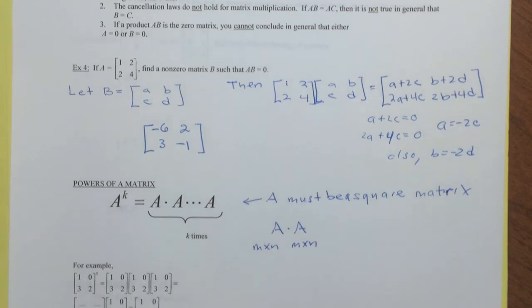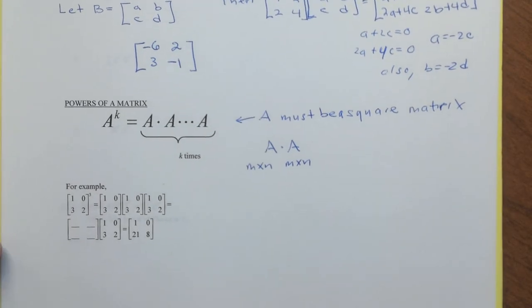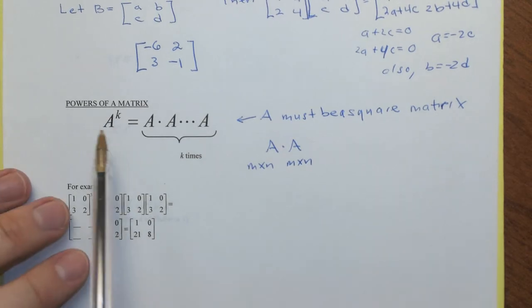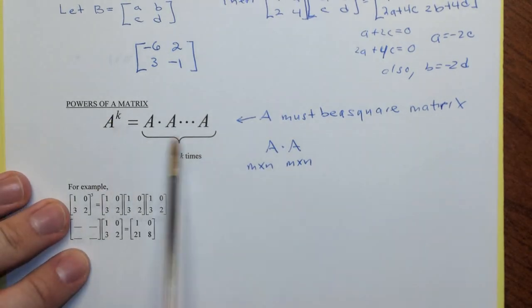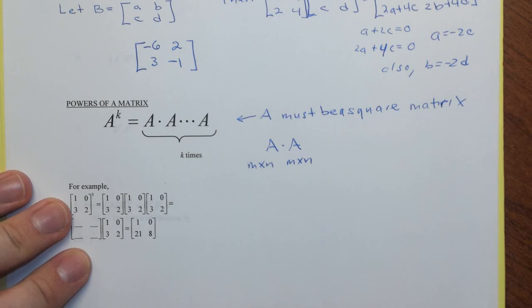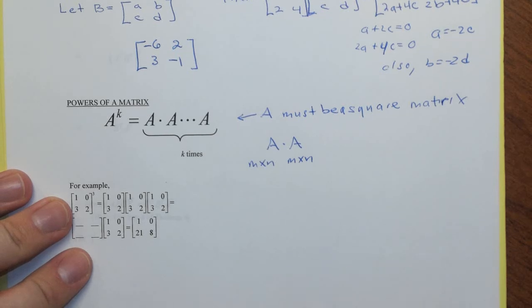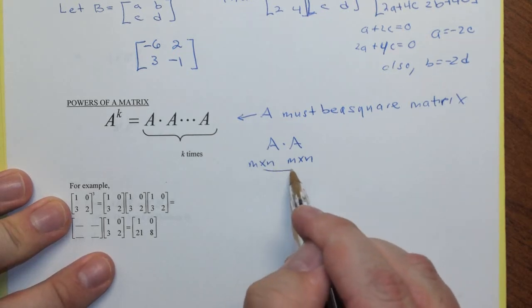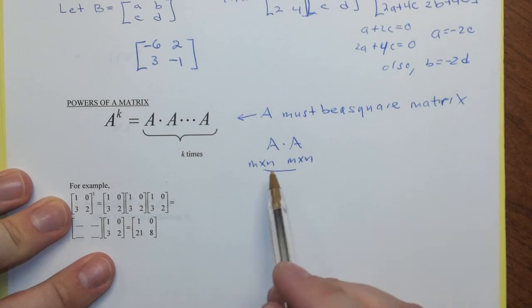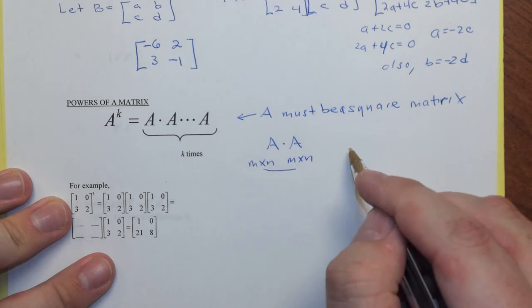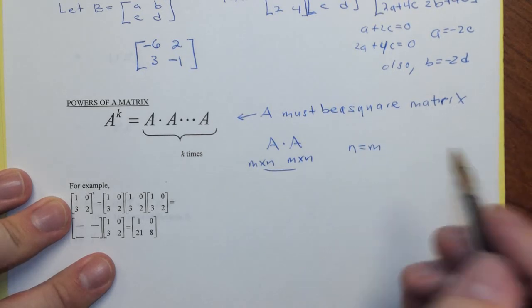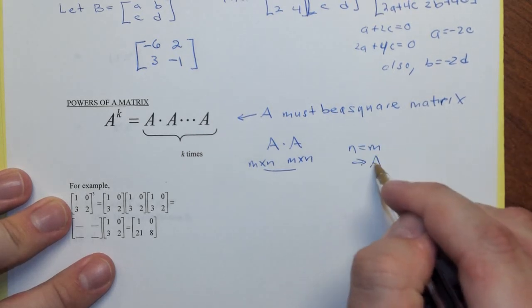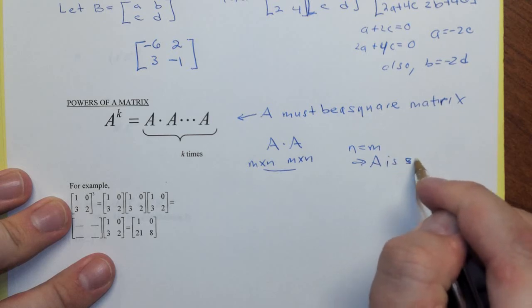So, since we're multiplying matrices, we can also talk about powers of matrices. If I have A to the K, that would just mean the product of K copies of the matrix A. Now, it's also worth noting that for this to even be defined, A necessarily must be a square matrix. Why? Well, we know that A times A is only defined if those inner dimensions, N and M, are equal. So N must equal M. Therefore, A is square.